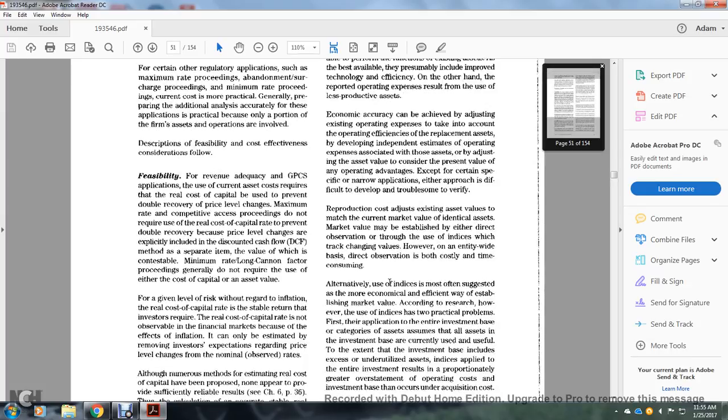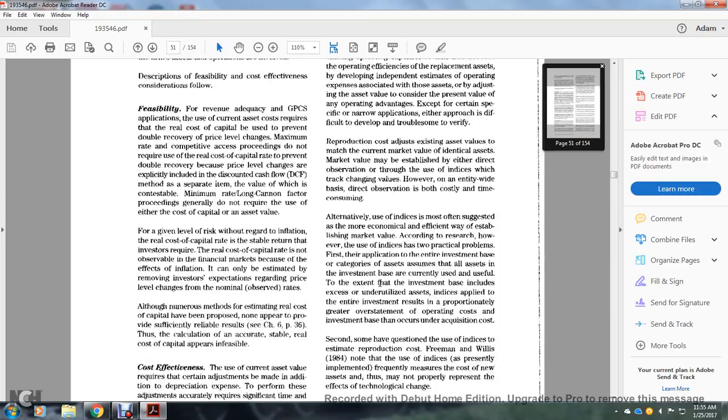Reproduction cost adjusts existing asset value to match the current market value of the identical asset. Market value may be established by direct observation or through the use of indices reflecting changing values. However, on an entity-wide basis, direct observation is costly and time consuming. Alternatively, indices are often suggested as the most commonly and efficiently established market value.